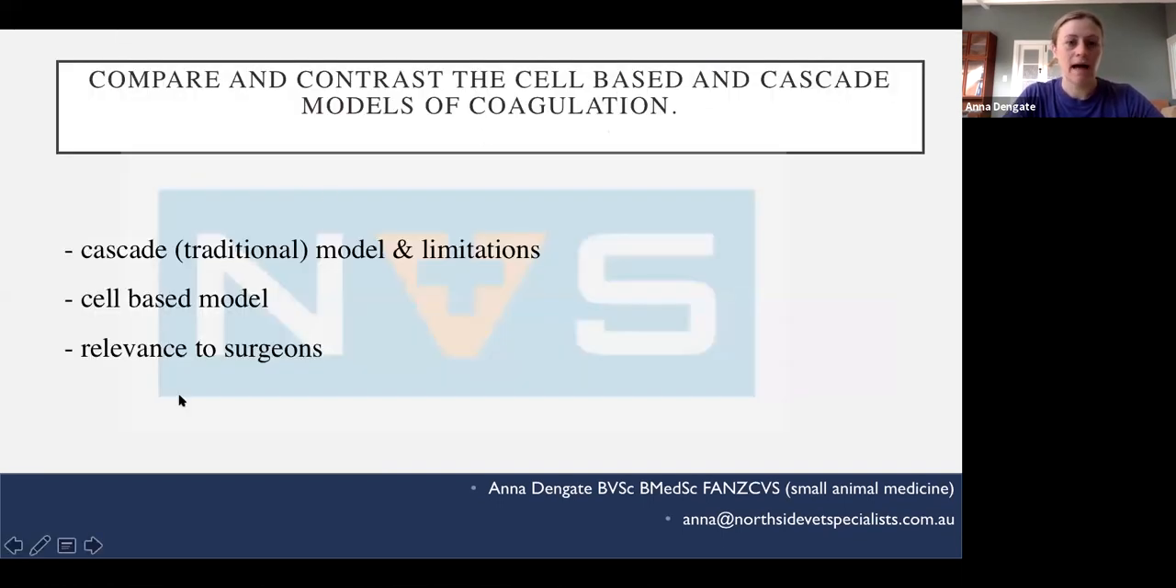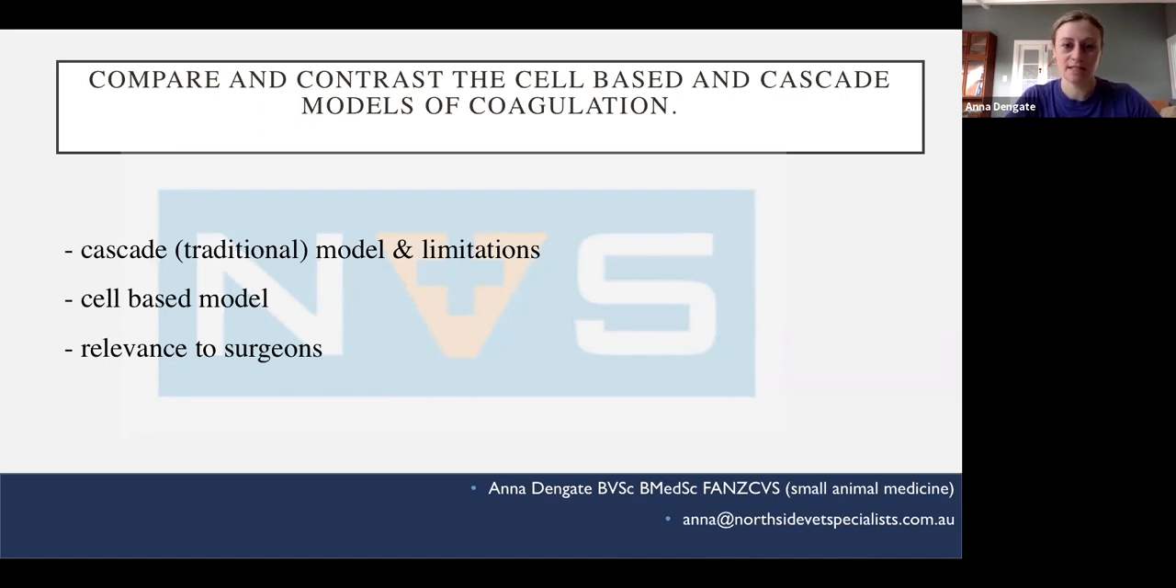I've pitched this as exam questions, just so you guys can have a think about what you might get in membership exams. The first question is: compare and contrast the cell-based model and the cascade model of coagulation. This is not a question you're going to get at a membership level, but you might get components of it.